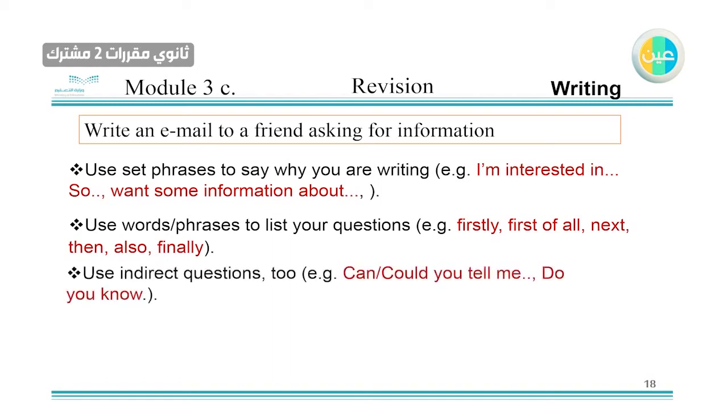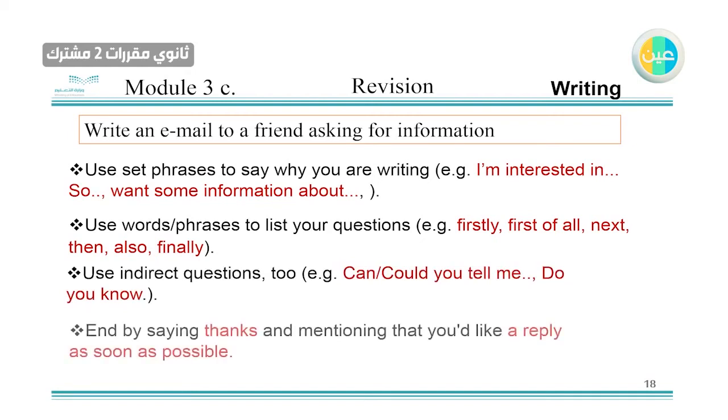If you want to ask her indirect questions, you're going to say, could you, do you know? You can end by asking, for example, thank you, please reply very quickly or as soon as possible. So these are the phrases that you use.